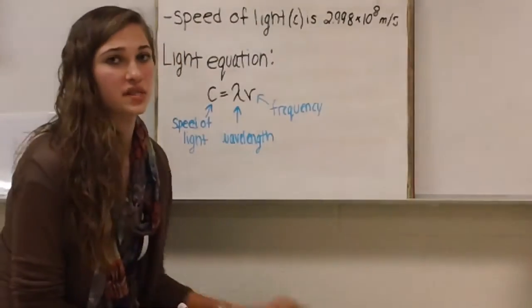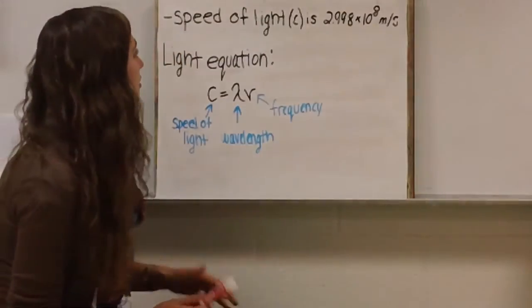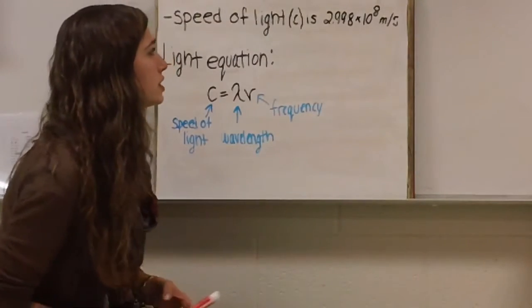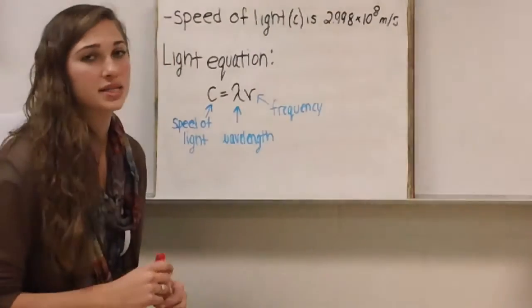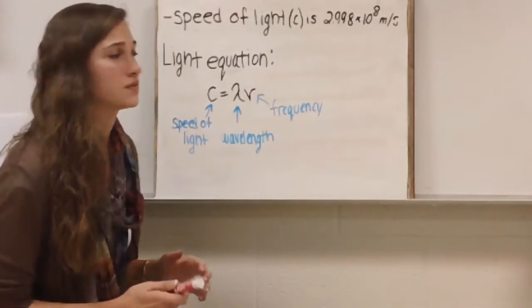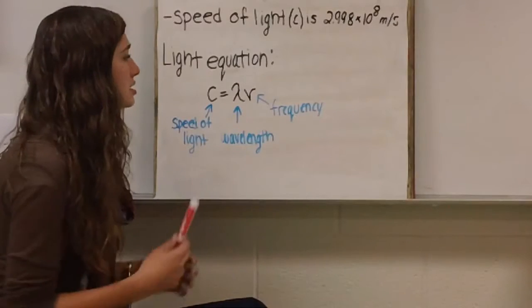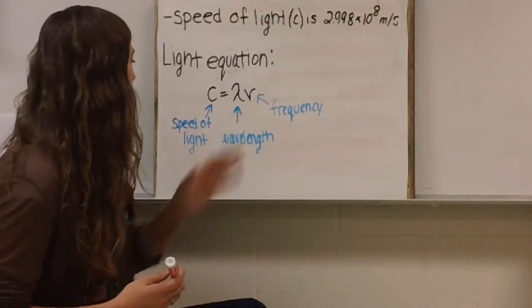We also have to know what the speed of light is. And that can be represented with the letter c, and is equal to 2.998 times 10 to the 8 meters per second. So the light equation that we have to know is c is equal to lambda nu.